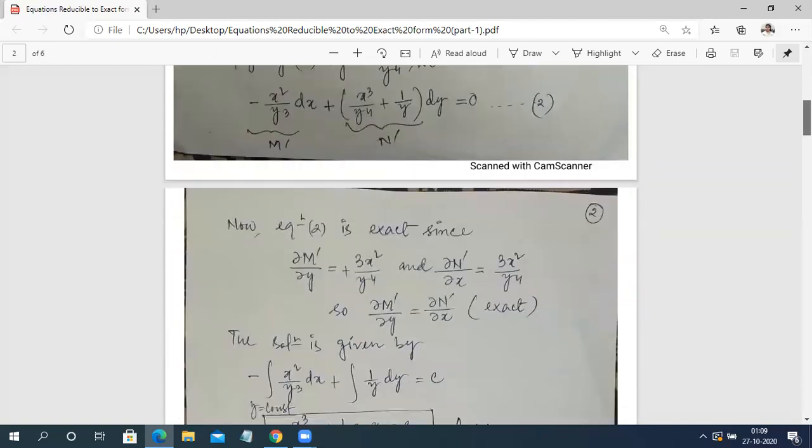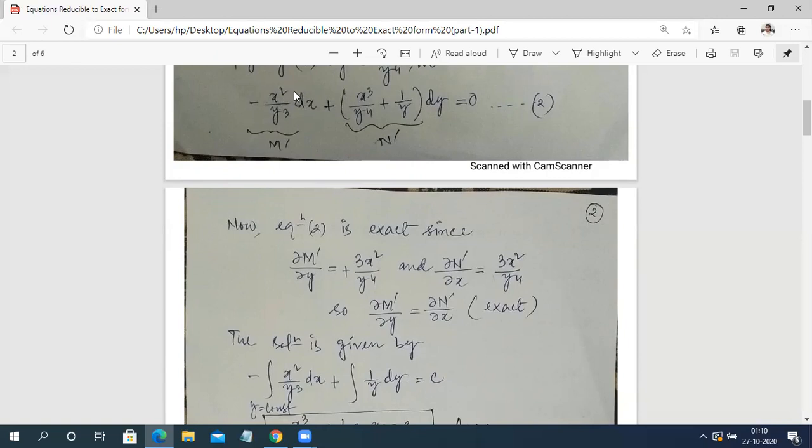Now you check by the same method, ∂M'/∂y. It will be minus of plus of 3x² upon y⁴. That means we are differentiating partially this M' with respect to y. Treat x² as constant, so it will be minus of x² already, and y raised to the power minus 3.